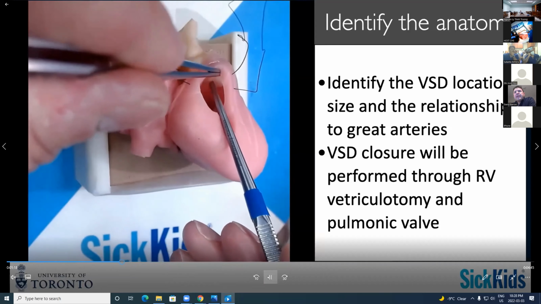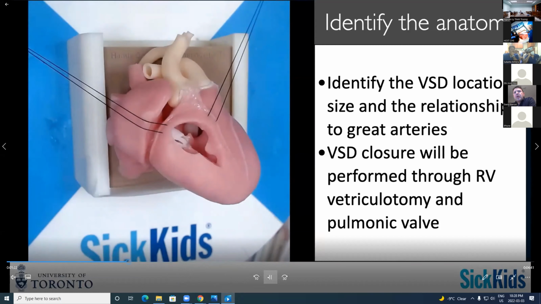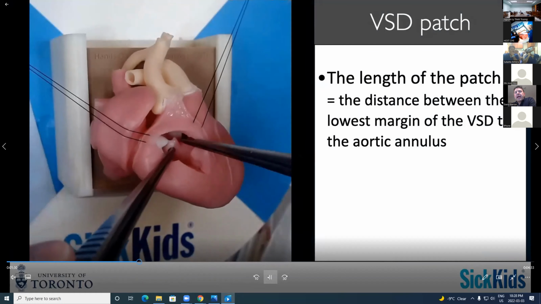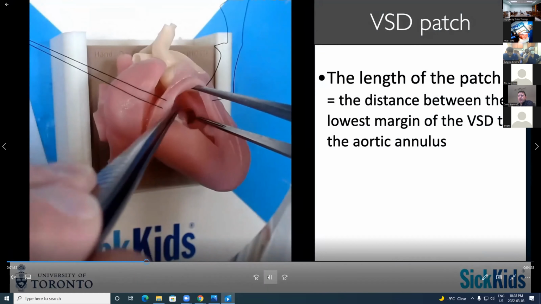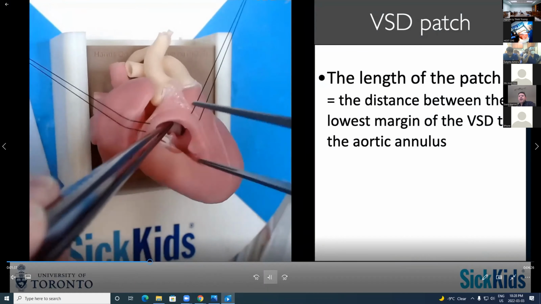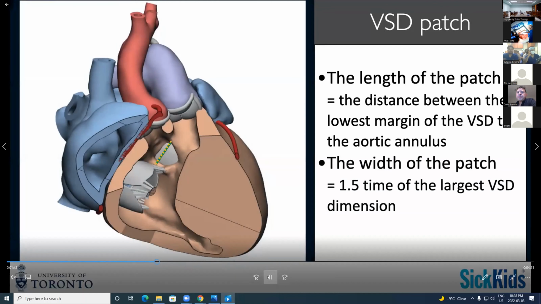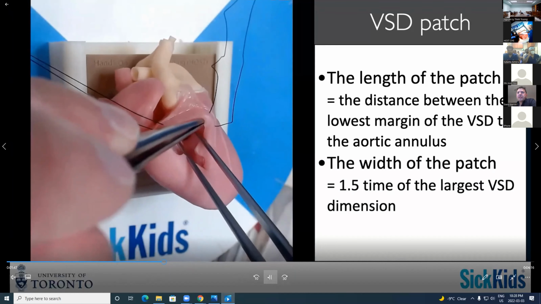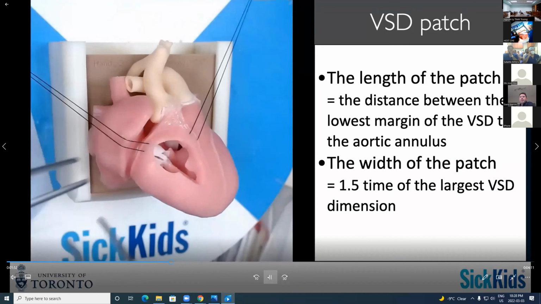So you're going to have to commit your patch all the way around there. You've got to work out that long course around the VSD margin and up to the aorta. So once again, it's a question of working out your length and width of patch, and making sure your width is really generous to create a nice large volume to your outflow tract. Same principle again: at least 1.5 times the maximum width of the VSD should be the width of your patch.